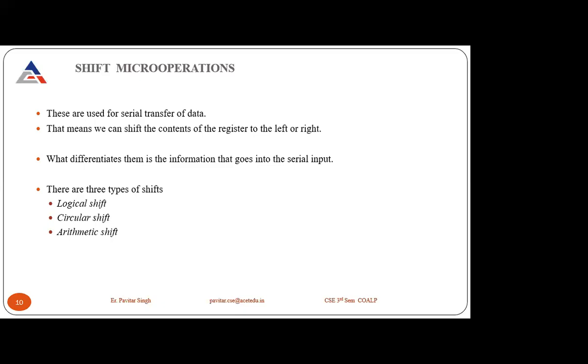So shift will be of 2 categories. The one is called left shift and the other one is called right shift, right? So you just need to transfer your bits to the next flip flop, when a new value will be inserted from this side or from this side. Let's see it in a later section. So that means we can shift the contents of a register to the left or right. What differentiates them is the information that goes into the serial input, right?